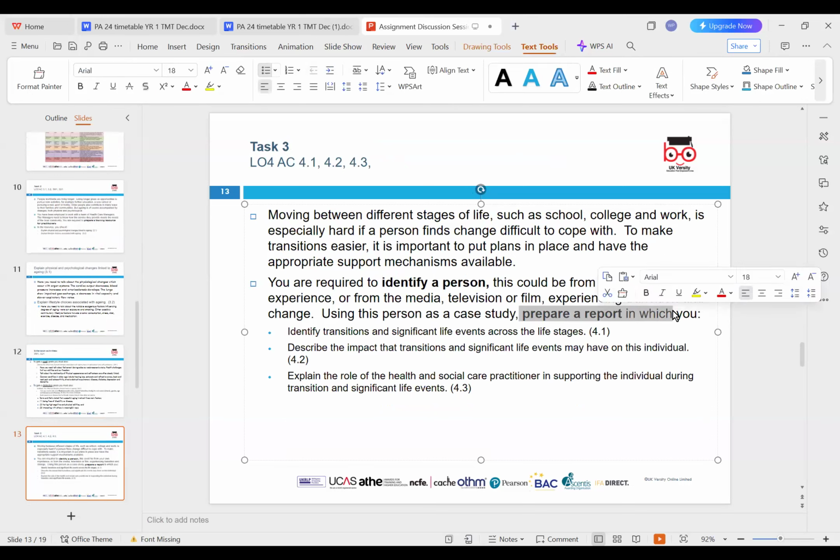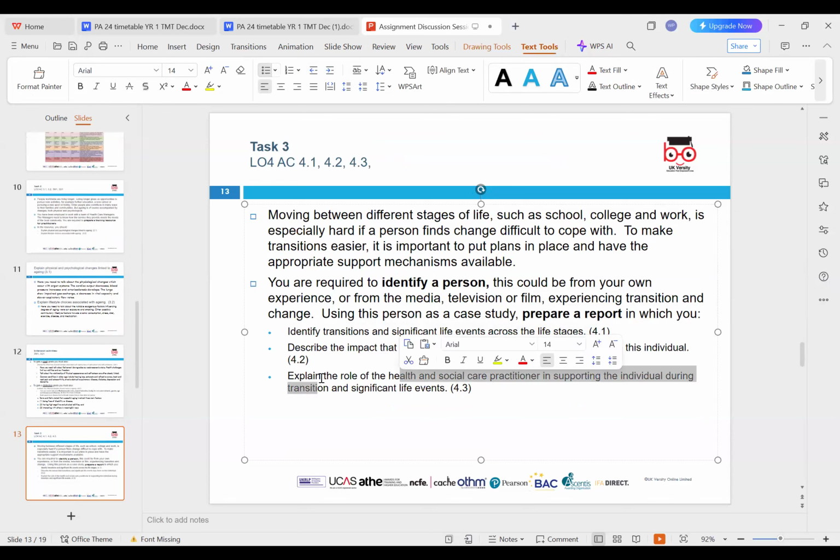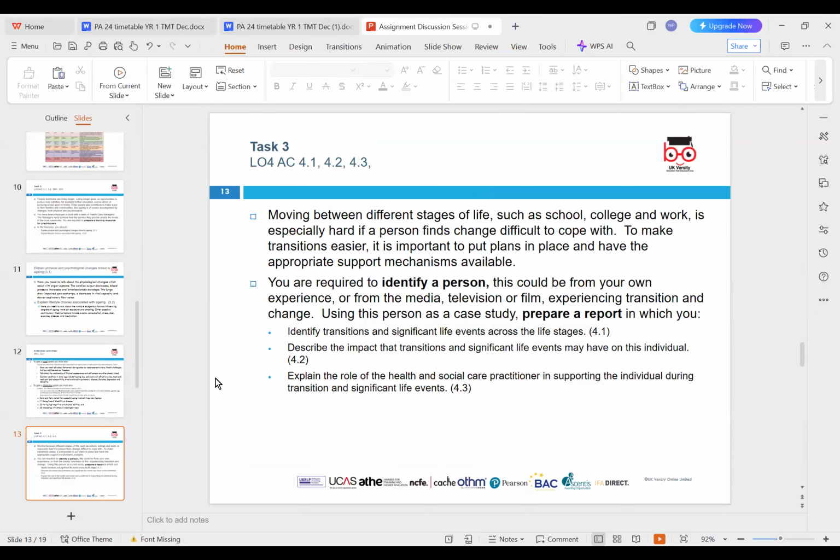And task 3 is again preparing a report. This is a separate task again. You identify transition and significant life events across life stages, describe the impact of these transitions on the individual, and explain the role of the health and social care practitioner in supporting the individual during transition and significant life events. Is that clear?